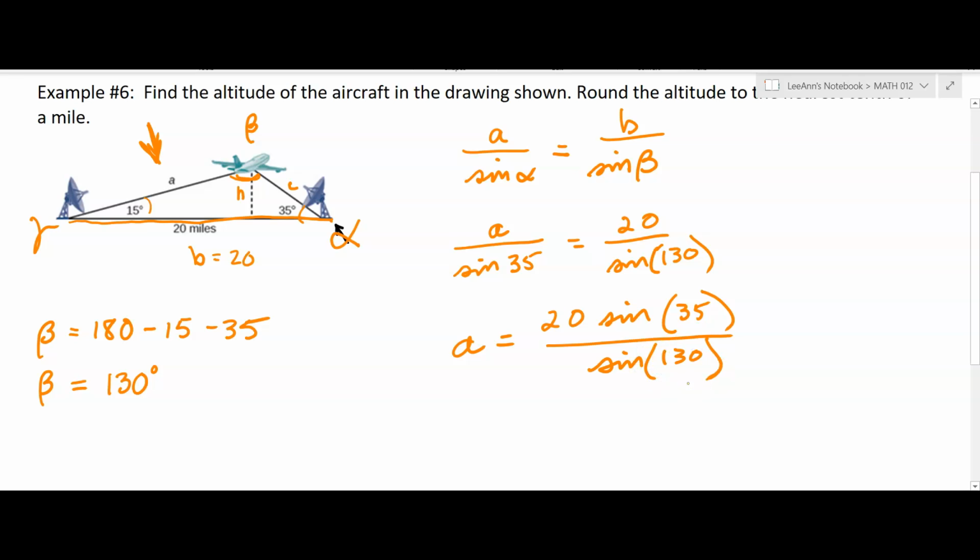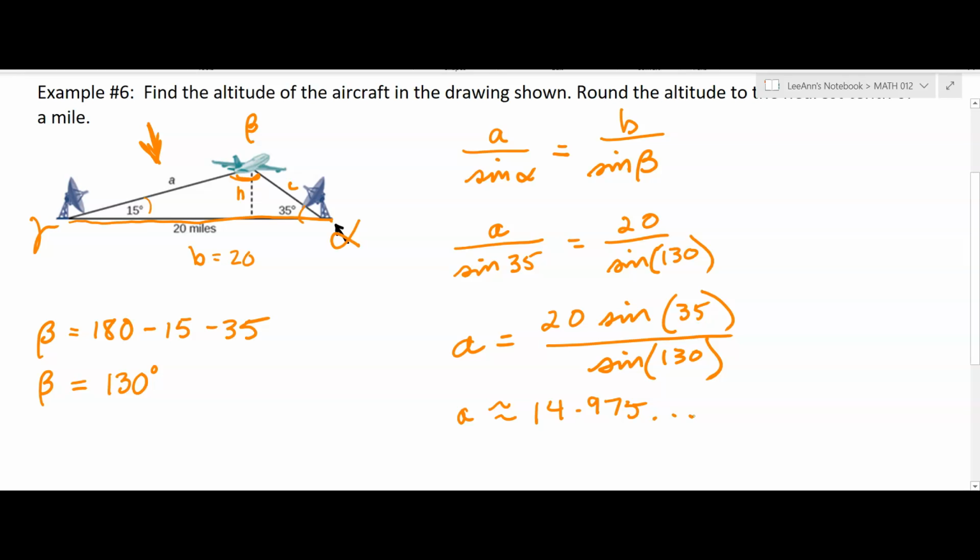And I have to go to a calculator for this, so I'm going to turn on my calculator. 20 sine 35, close the parenthesis off, divided by sine 130. And I get that to be, A is approximately 14.975, and it keeps going. I'm not going to clear it out of my calculator.